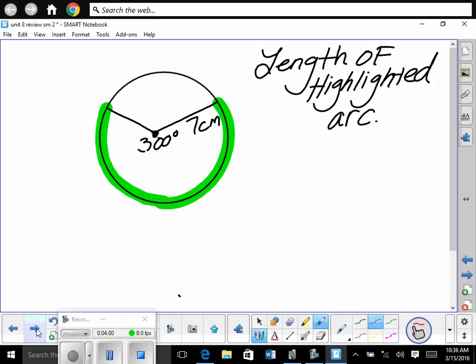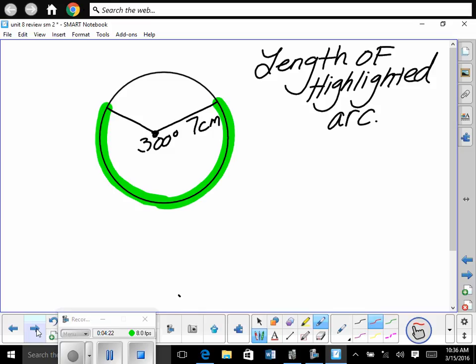Oh dear. How do you find the length of an arc, guys? Oh, it's pi. That's circumference. It's pi. Okay, we're in trouble for this test tomorrow if you don't know this. Guys, what is the formula for the length? I'm mortified. What is it?